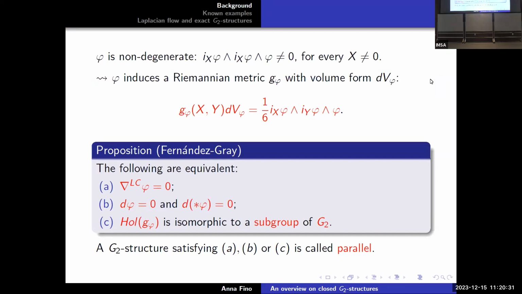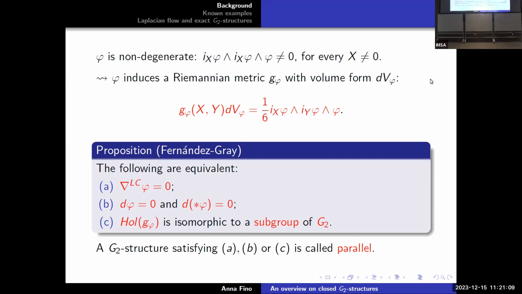One thing that is important is that this geometry is special with respect to other geometries. The three-form also determines the associated Riemannian geometry, because in fact φ is not degenerate. That means if you take the contraction of φ by a vector v, you wedge the two forms and then wedge with φ, and this is not zero for any non-zero vector v. And then you have a metric and a volume form. So automatically, a three-form also gives a Riemannian metric.